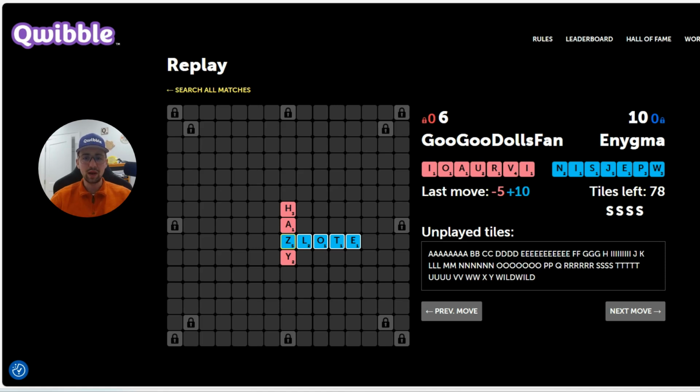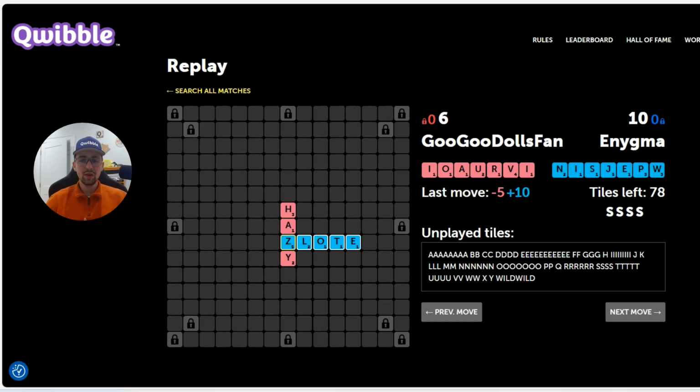So what just happened here, guys? Well, the way stealing points works in Qwibble is that whenever you make a play, you take control of all of the letters in that play, and also all of the letters in all of the new words that you formed. So by playing Zloty, Carl not only controls all of the letters he played, the L, the O, the T, and the E, but he also gains control of the Z since the word he formed used it. He doesn't take control of the H, the A, and the Y because he didn't use those letters.